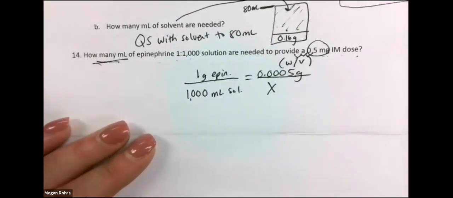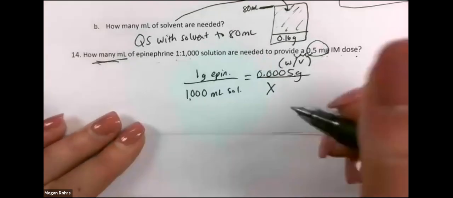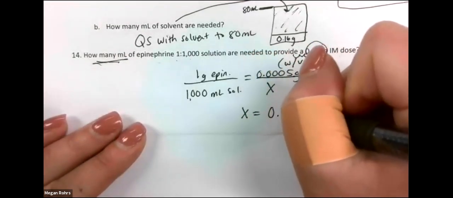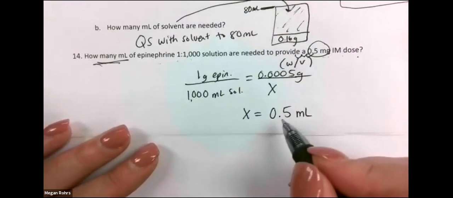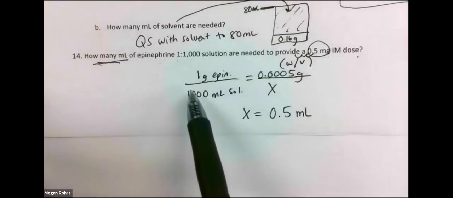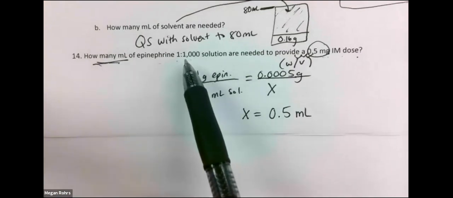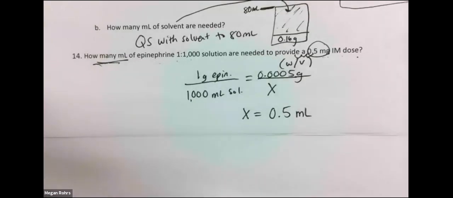So 0.0005 times 1,000 gives me 0.5, and if I divided that by 1, it's still just going to be 0.5 milliliters. So a very tiny amount of solution to give us a very tiny amount of medication. So always double check your units on there. Just remember, when we're talking about ratio strength or percentage strength, unit of weight is always grams. Unit of volume is always milliliters.